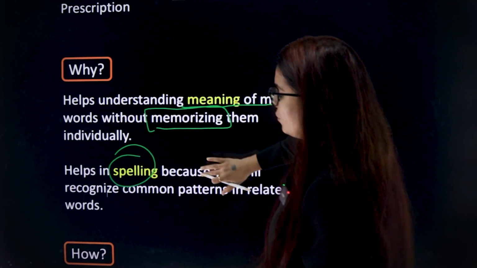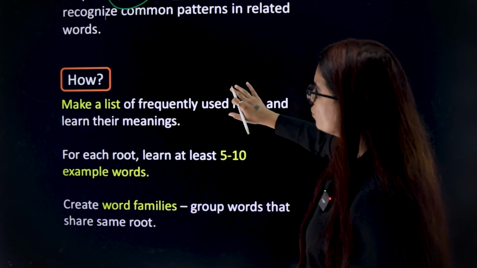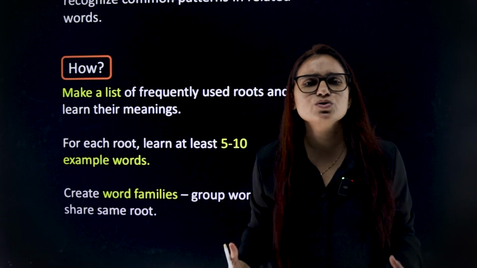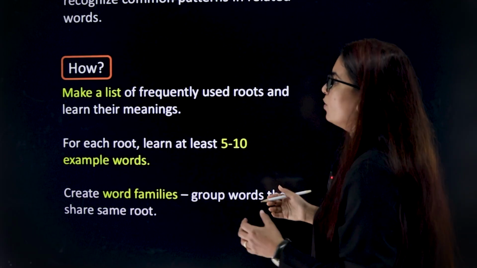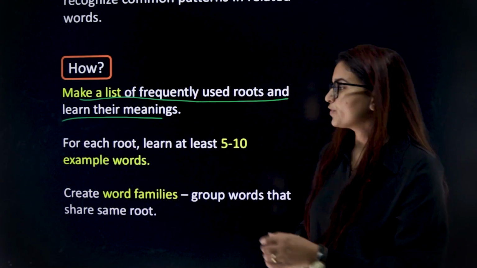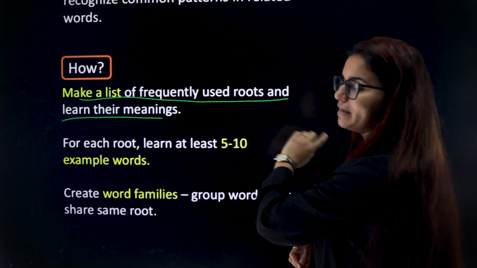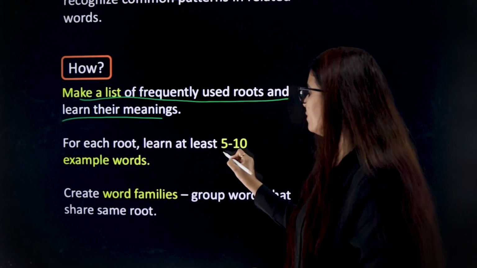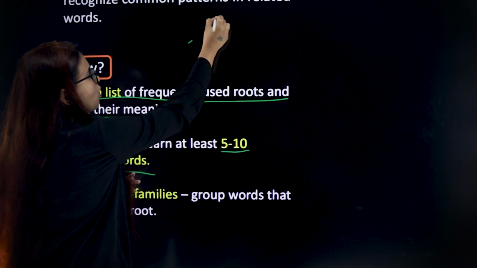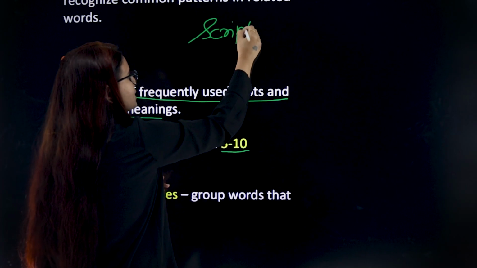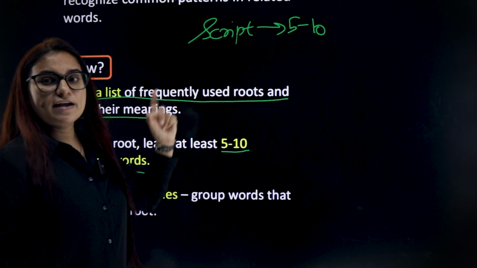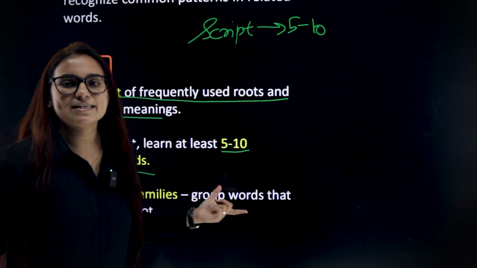Okay. Now, moving on, we have how to make this method a part of your life. That's the important question. How can I use this particular method? Make a list of frequently used roots and understand their meanings. Then for each root, learn at least 5 to 10 example words. If I give you an example of the word script, your task is to learn at least 5 to 10 words on that root. Don't learn them, collect them.